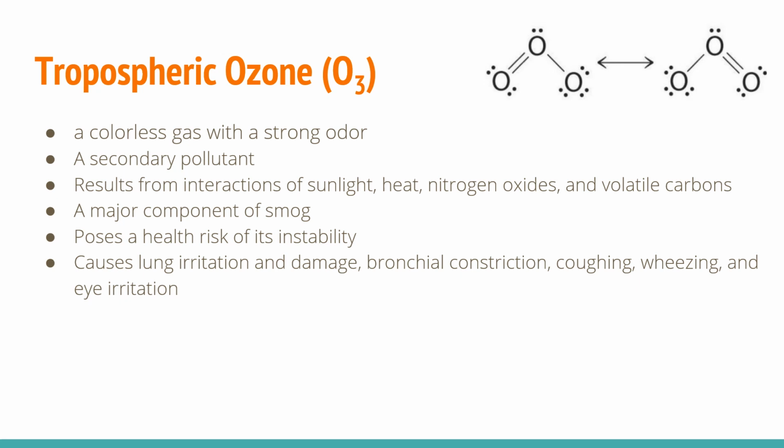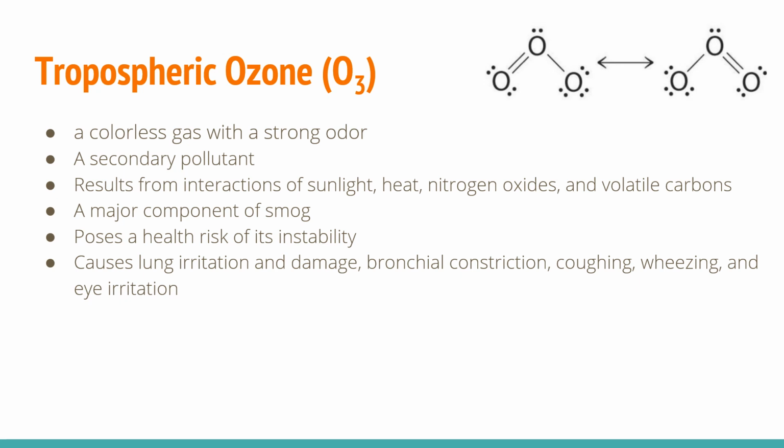Another criteria air pollutant is tropospheric ozone. So tropospheric ozone is the ozone that we're breathing in our atmosphere, as opposed to stratospheric ozone, which is up high, far, far away, which protects us from UV radiation. And the picture on the top right-hand corner, that is just the Lewis dot structure of ozone, in case you were curious, with the resonance structure.